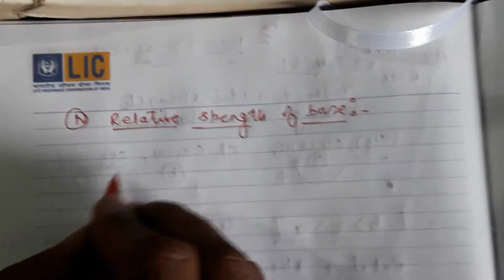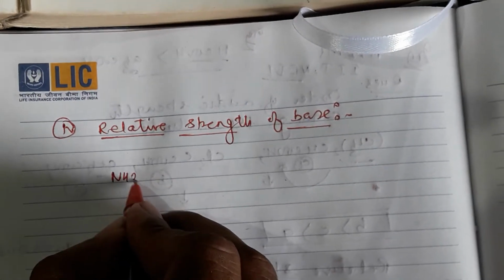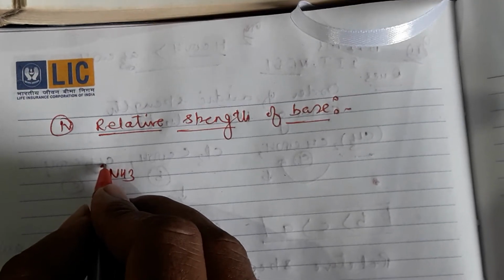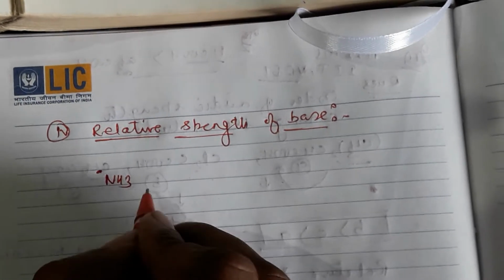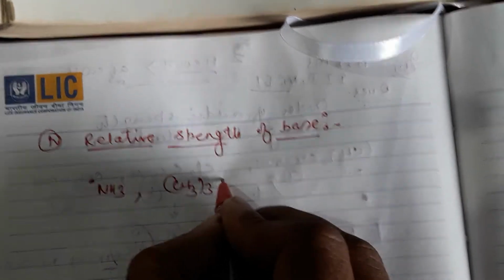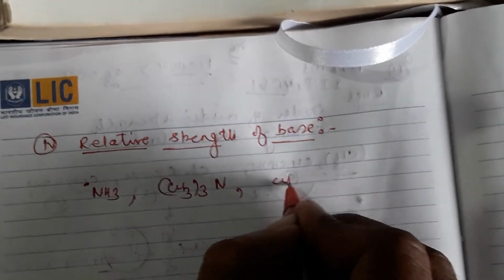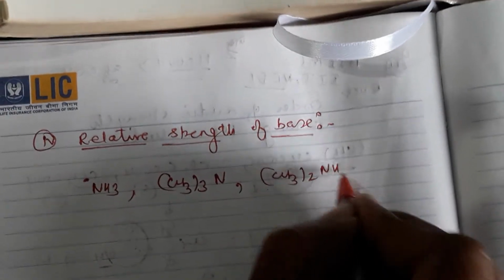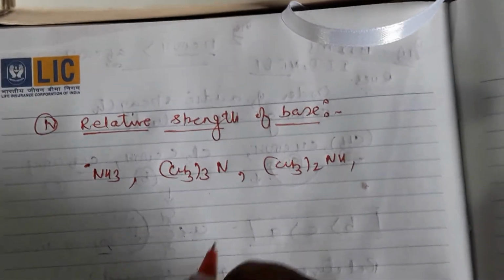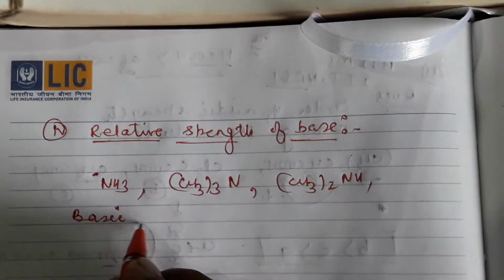Suppose that I have taken the example NH3, ammonia, then (CH3)3N, then (CH3)2NH. Among these molecules I will determine the basic strength. Basic strength means, what happens here? First of all, you should understand the term basic strength.